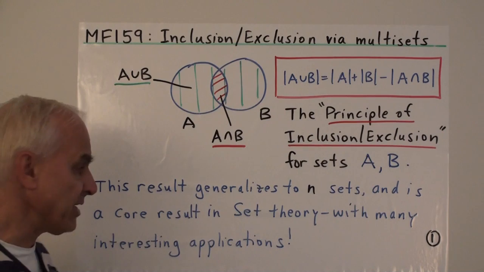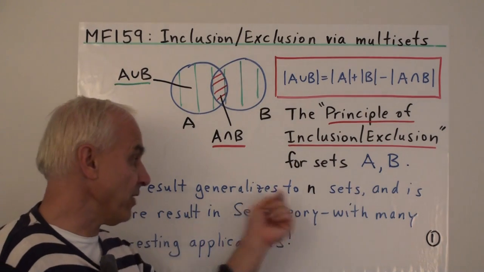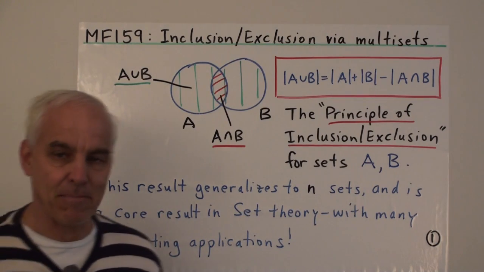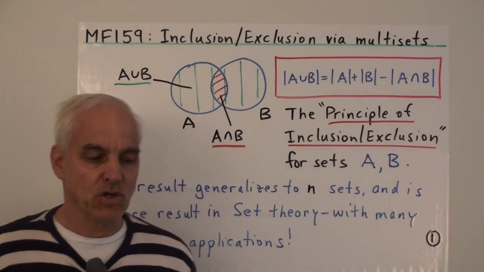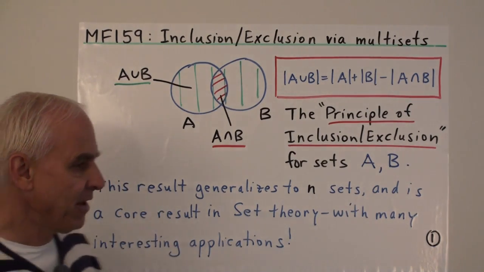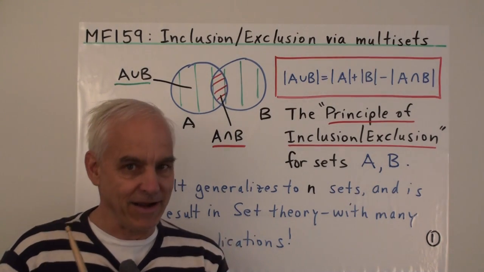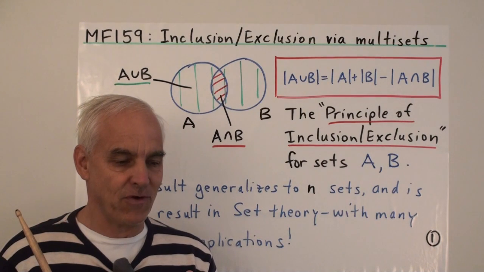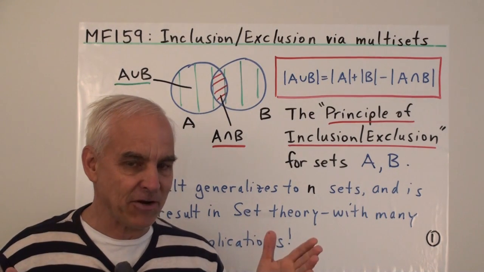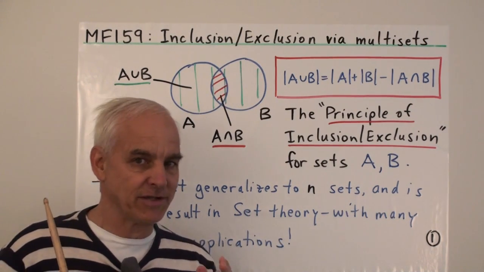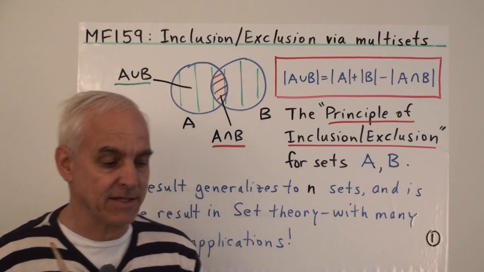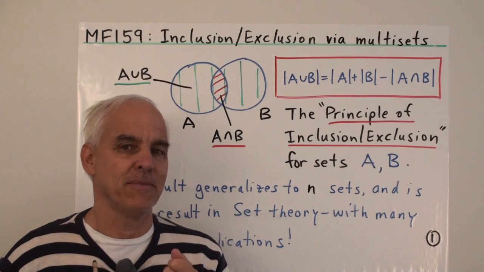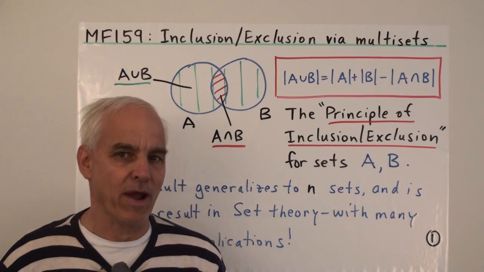Now this result generalizes in a natural way to more than two sets, to in fact n sets, and it's really a core result in modern set theory. So we're going to be looking at this result, but definitely with new eyes in this video. So we're going to learn, first of all, an extension of this theorem where the emphasis is not with sets but rather with multisets, and we're actually going to understand this theorem in a fundamentally new kind of way.